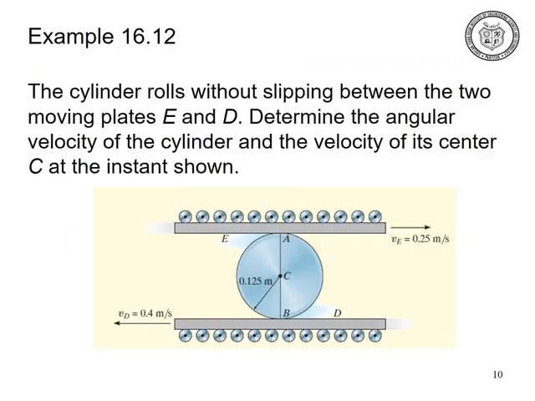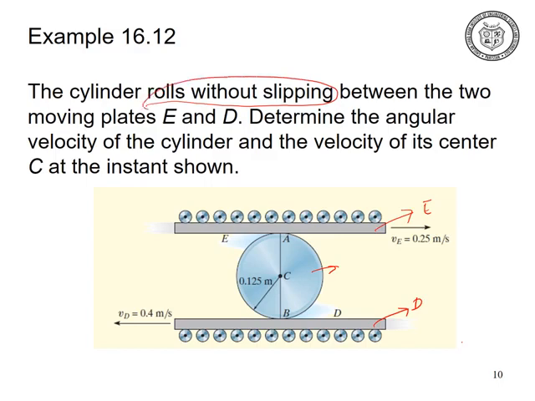So this is example 16-12 from your book. The statement of the example is: the cylinder rolls without slipping between the two moving plates E and D. So here the two plates are, this is the plate E and this one is plate D. So this cylinder rolls between the two plates E and D, and this is rolling without slipping.